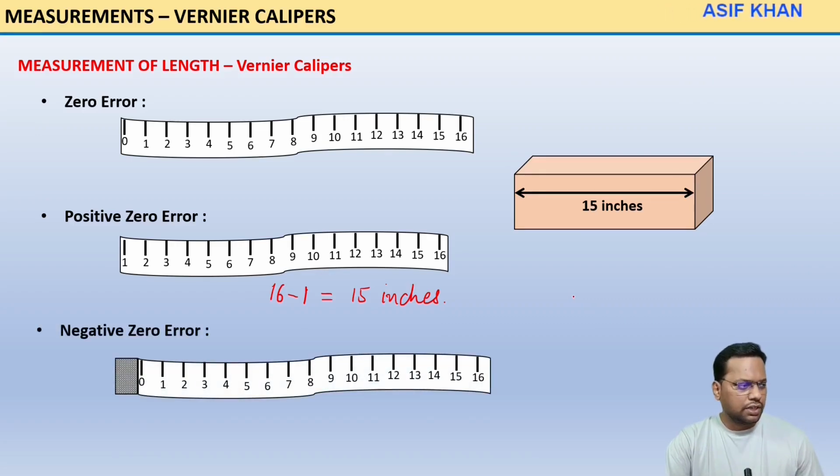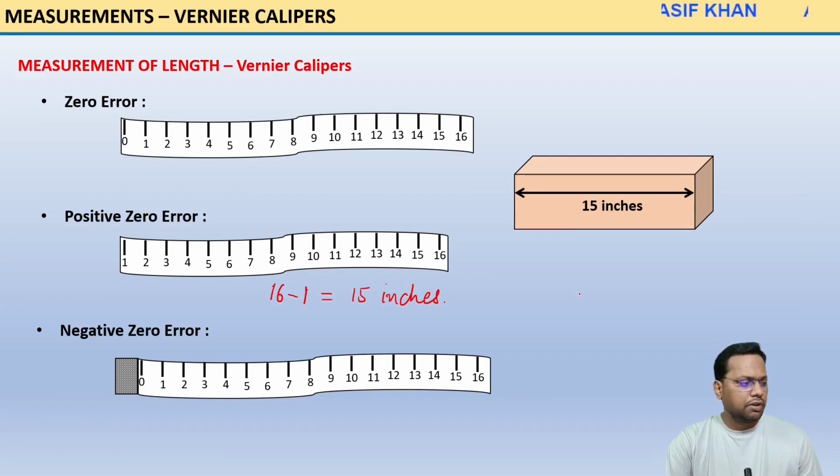In this case, you consider the same tape and imagine that there is a small extra bit of length added at the beginning of the tape, and that extra bit of length is 1 inch. If you measure the length of the box using this tape, instead of 15, it will show 14 inches. The reason is that the zero of the measuring tape has shifted backward by 1 inch. Therefore, the reading observed will also be shifted backward by 1 inch. Therefore, the observed reading will be 14 inches.